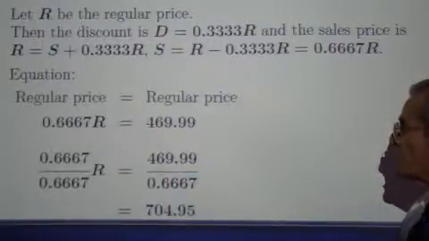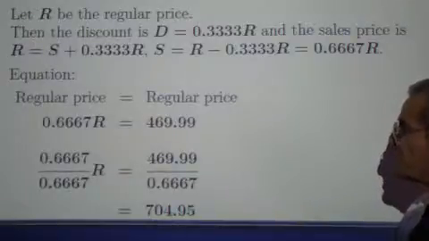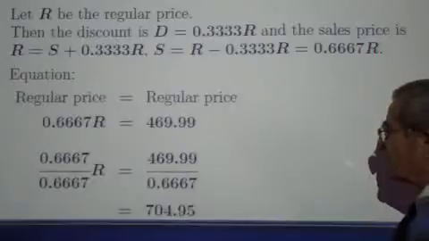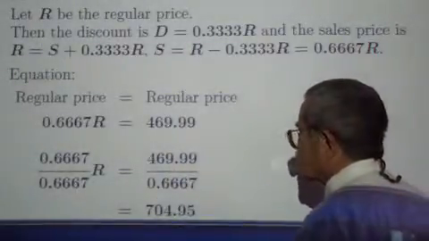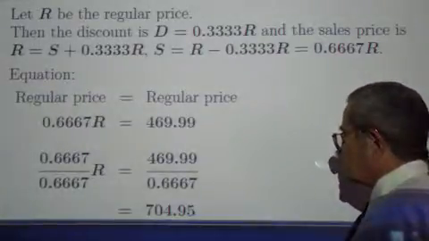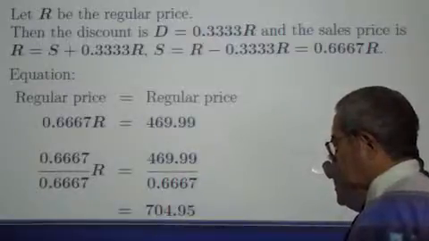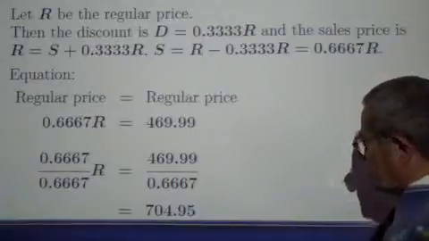You can do quick estimating if you are proficient with the numbers. Like 0.66 something is about 2/3. 1/3 of this number is about 1/2 of this number, about 230, 240, and multiply by 3, 240 times 3, that's about 720, something like that.